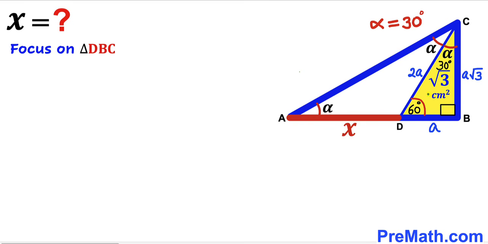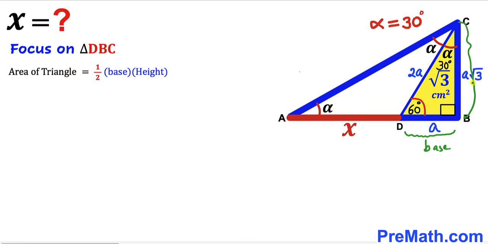Now let's focus once again on this yellow shaded triangle DBC. We know the area of this triangle has been given to us as square root of 3 centimeter square. And now let's recall the area of a triangle formula. Area is always equal to a half times base times the height of the triangle. And we can see in our case the base of this yellow shaded triangle is lowercase a, whereas the height of this triangle is a times square root of 3, and the area of this triangle has been given to us as square root of 3.